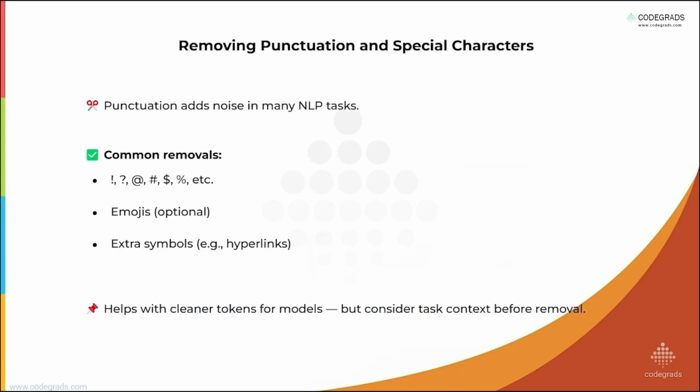Now removing punctuation and special characters. Punctuation adds noise in many NLP tasks. So these are examples of punctuation which are normally in the text data. Emojis: now this is an optional task, but in some cases we need to remove extra symbols. For example, hyperlinks, hashtags, and other examples where we have to remove them for increasing the accuracy of the data. It helps with cleaner tokens for models, but consider task context before removal.